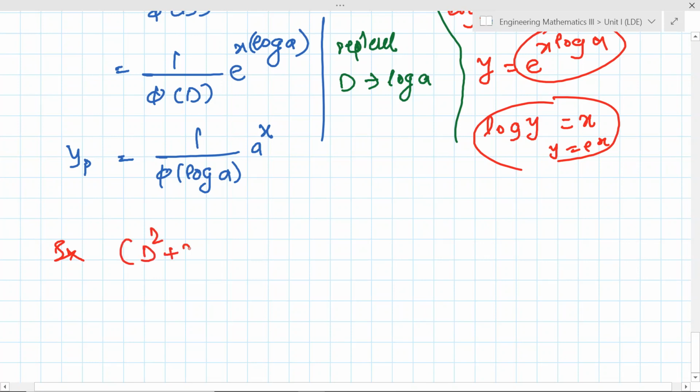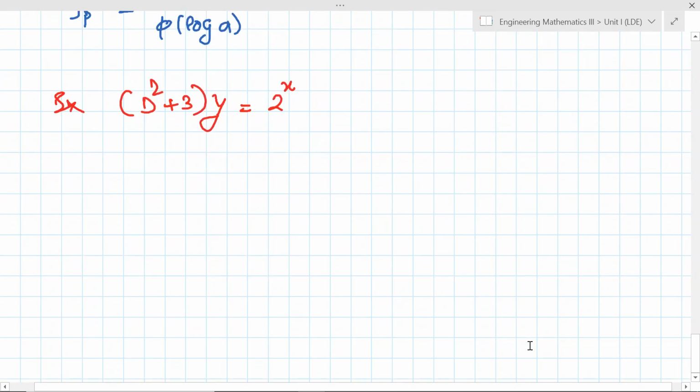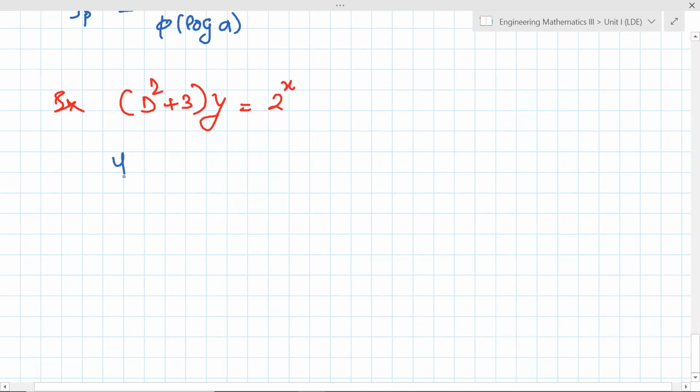Find the particular integral for d square plus 3 into y, which is equal to, suppose, 2 raised to x. Now in this case what is my yp? Let's see, yp is equal to 1 upon d square plus 3 into 2 raised to x. But what is 2 raised to x? 2 raised to x is nothing but e raised to x into log of 2. Am I right? That we have seen earlier.